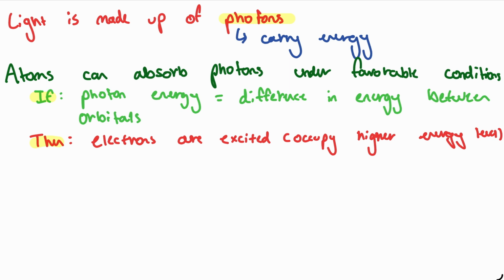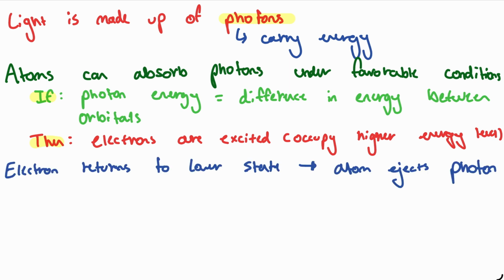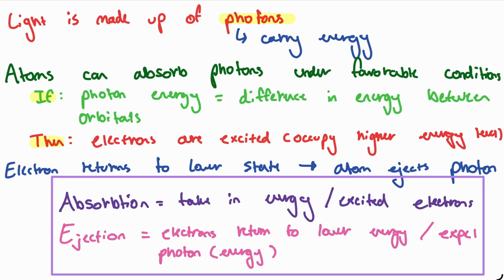If the atom absorbs the photon, then our electrons will become excited, meaning that they will occupy a higher energy state. And then when our electrons inevitably return to their lower energy state, the atom will eject a photon of equal energy. So this little box down here, these two notes over absorption and ejection, is really what you should take away from this little review.